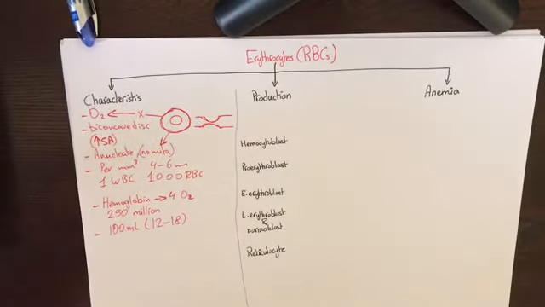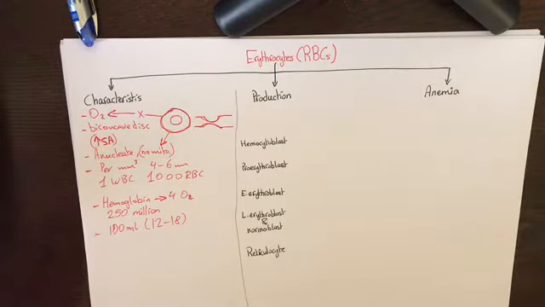Okay, the production of red blood cells. We have something called hematopoiesis. Hematopoiesis means formation of blood cells, which could be white blood cells or red blood cells. Then we have something called erythropoiesis, which means the formation of red blood cells or erythrocytes.